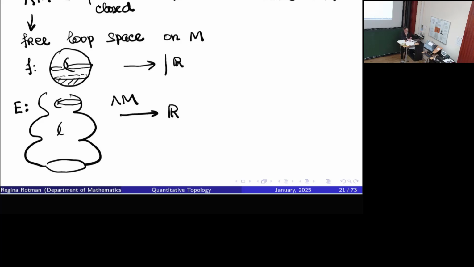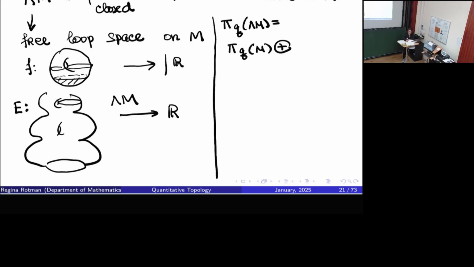Now I know that I can say something about the topology of this free loop space. The two facts that I'm going to write follow from the homotopy exact sequences of a fibration. There are two equations. The first one is the q-th homotopy group of lambda M is pi q of M plus pi q of omega M.